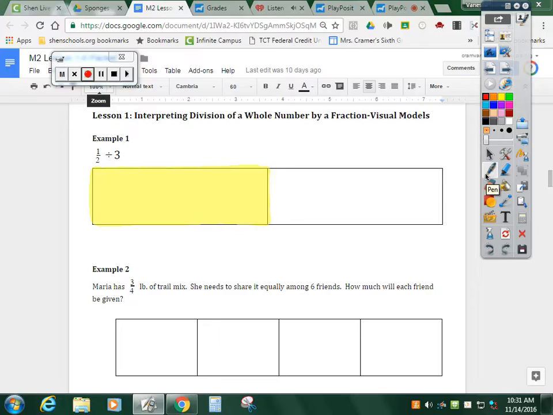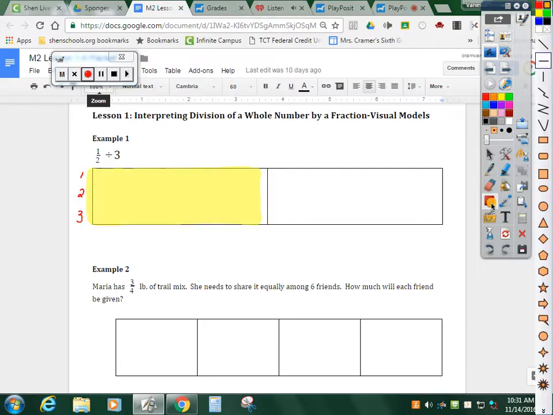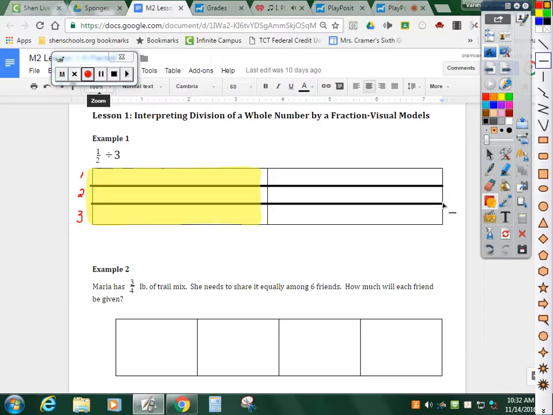Now, before I do it, I always write how many sections I want on the side, okay? So in order to take this 1/2 and divide it into 3 equal sections, I'm actually going to have to draw 2 lines because 2 lines will break it into 3 equal parts. So you might want to pick up your ruler at this point. I'm going to take my ruler and draw a line across. I'm going to take another line and draw it across. So now I've taken my 1/2 and I've broken it into 1, 2, 3 equal parts, okay?